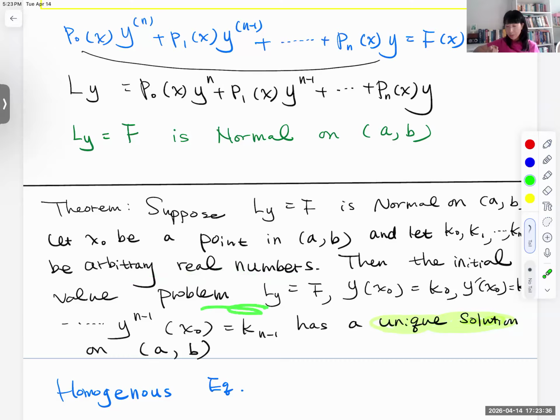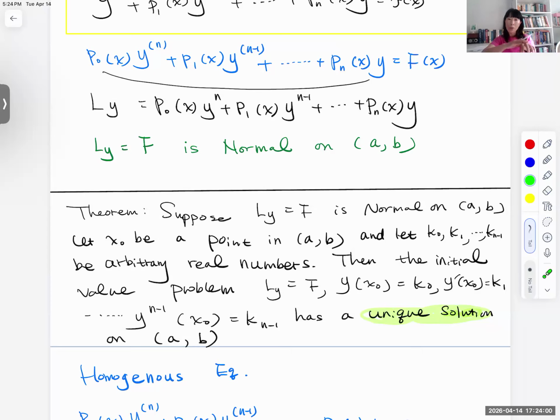Then the initial value problem, y of x naught equal to k naught, y prime of x naught equal to k sub 1, and so on, has a unique solution. Makes sense? So we have the left-hand side, the linear higher order equation, equal to the right-hand side function. Then with the initial value problem, there is a unique solution. We call this normal, continuous on the open interval.